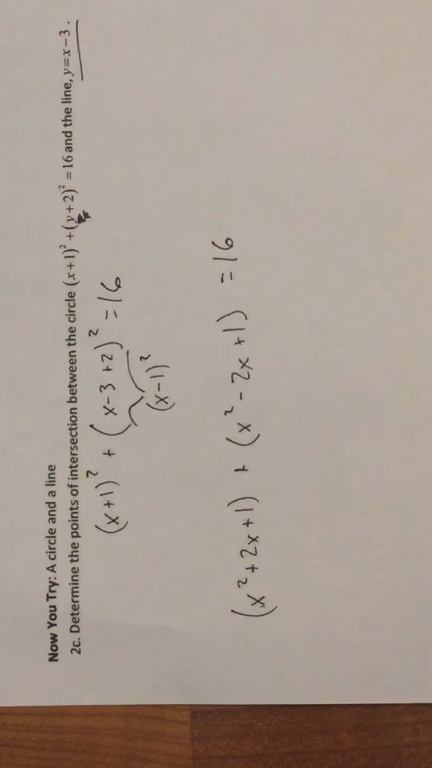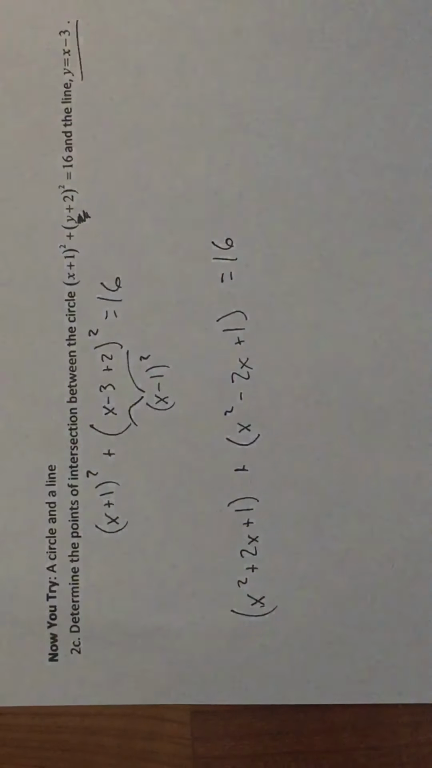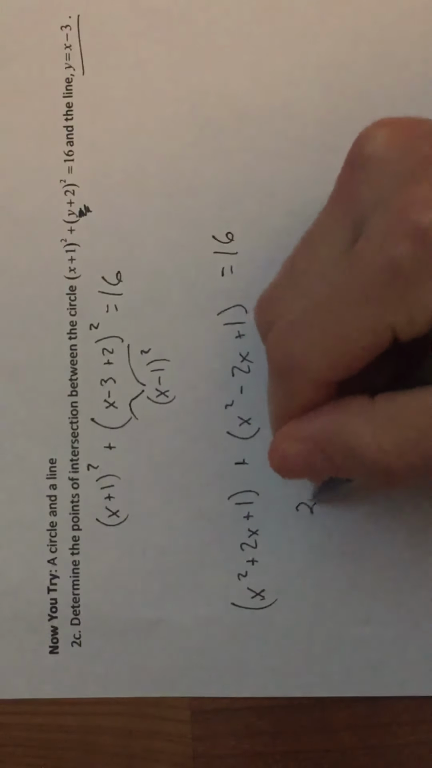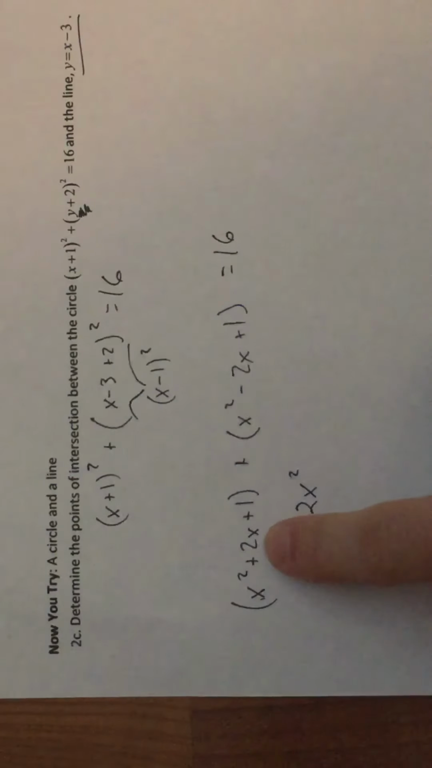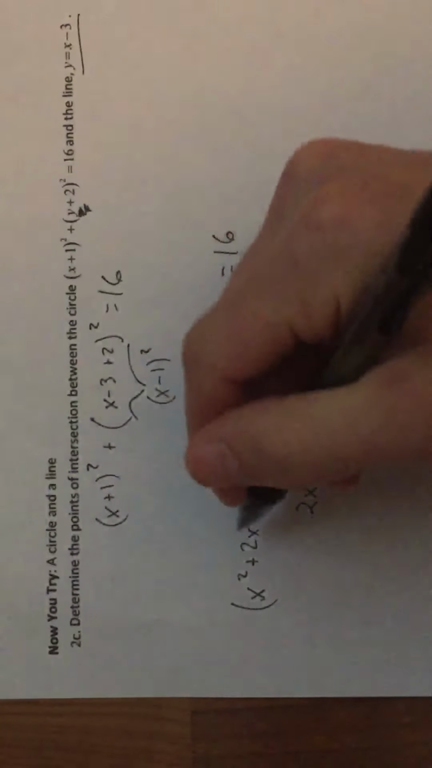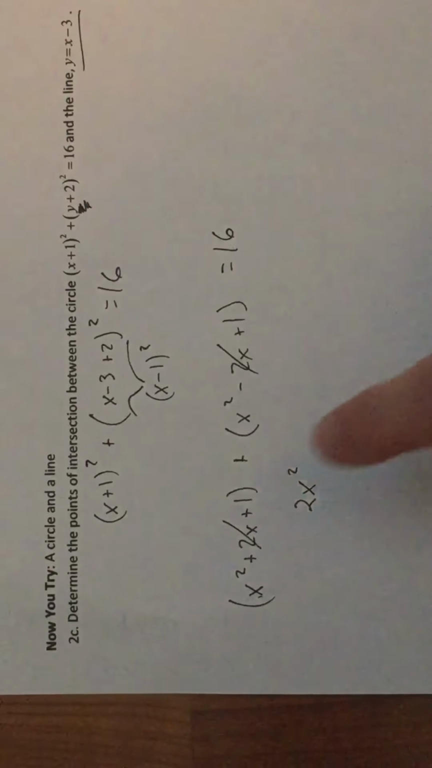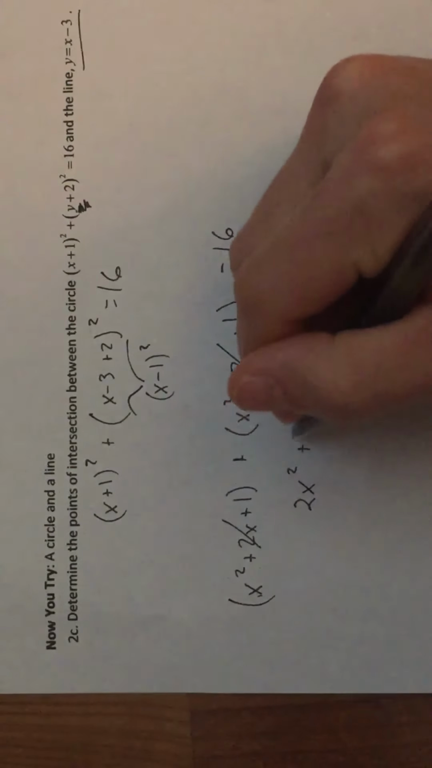Now, to finish solving this problem, I'm going to combine my like terms. x squared plus x squared is 2x squared. 2x plus negative 2x is 0. So they cancel each other out, and I'm going to just cross those out there. 1 plus 1 is 2.